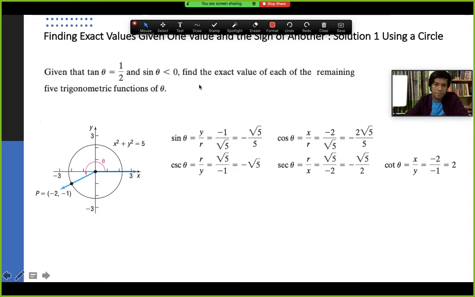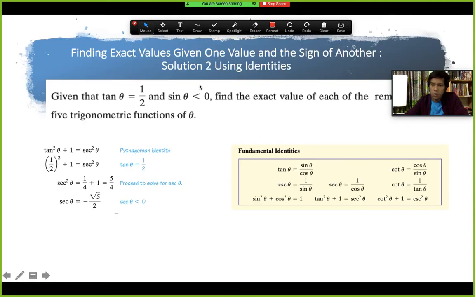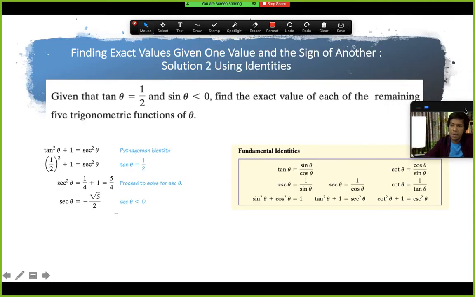Then we have trigonometric identities. Same math: tan theta equals 1/2, and sine theta is less than 0, which means sine theta is negative. So for the same math, how can we use trigonometric identities? These are the fundamental identities. How can we use them to find the solutions without using the circle? By the way, that is not a unit circle, that is just a circle, since the radius is not 1. If the radius is 1, then it is a unit circle.